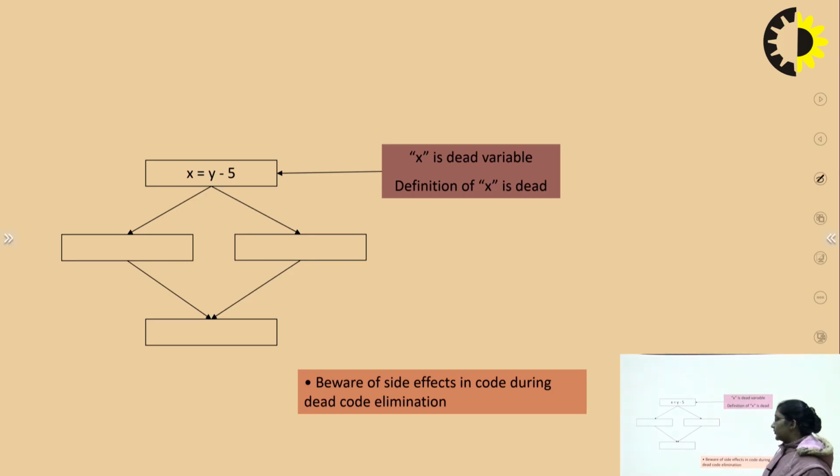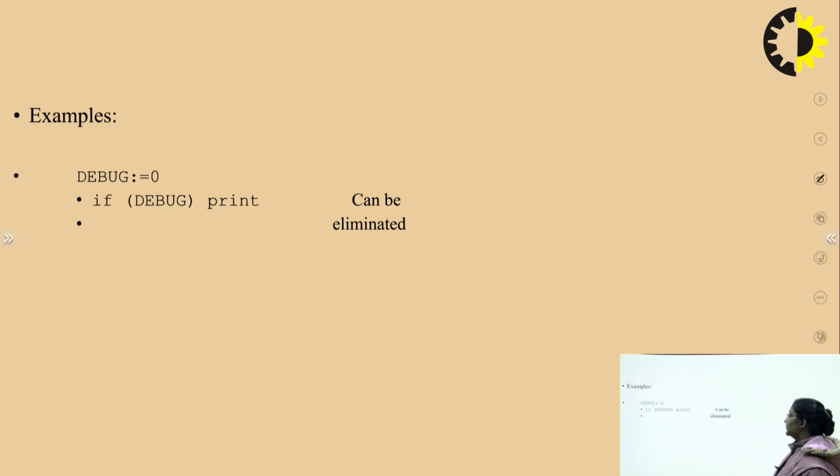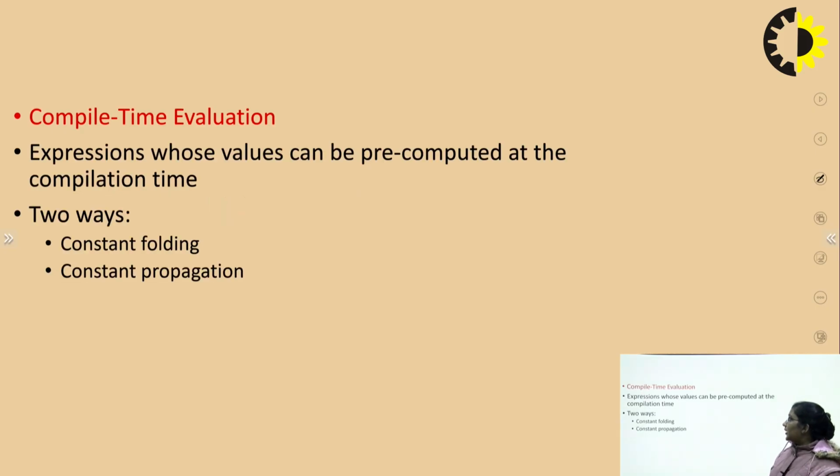But during dead code elimination also we need to see that the particular variable or the particular assignment which we are removing, thinking it to be dead code, is not going to be used further in any of the application. That is the major side effect, that it may be the case that in future we need to take the access for it. Like if you are having debug is equal to 0, if debug then print, so this can also be eliminated. Compile time evaluations are there, where at the time of compiling only we can evaluate whether we can do this particular optimization or not.